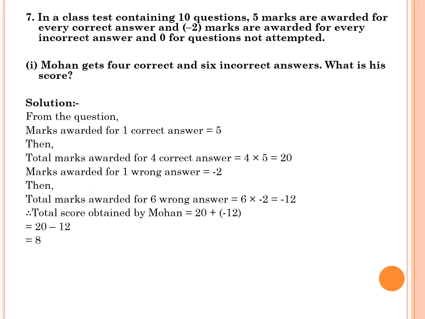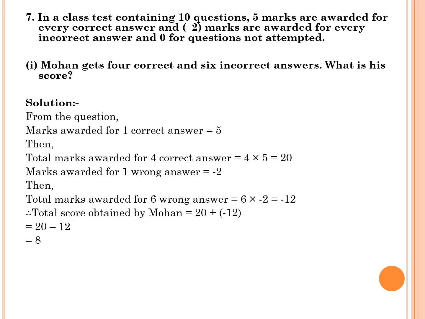In a class test containing 10 questions, 5 marks were awarded for every correct answer and minus 2 marks are awarded for every incorrect answer and 0 for questions not attempted. First one, Mohan gets 4 correct and 6 incorrect answers. What is his score? Solution. From the question, marks awarded for 1 correct answer is 5. Then total marks awarded for 4 correct answers are 4 into 5 is equal to 20.